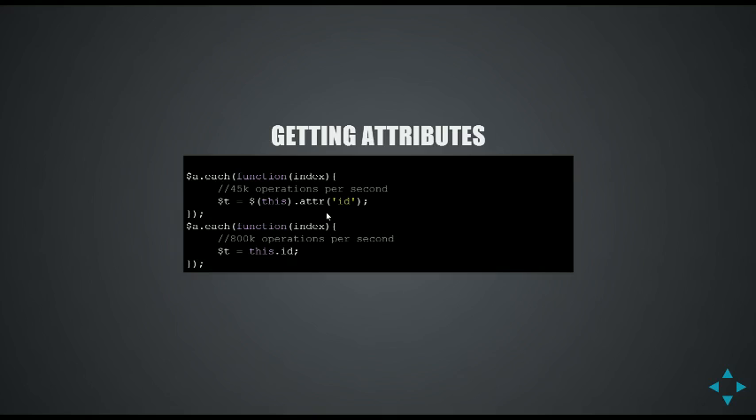So the reason behind this is because when we're calling this, it's passed into the jQuery constructor. So it's constructing a jQuery object with it, and then it's going to try and find the attribute ID. Whereas with this method, we're using the native this and just immediately accessing the ID value.